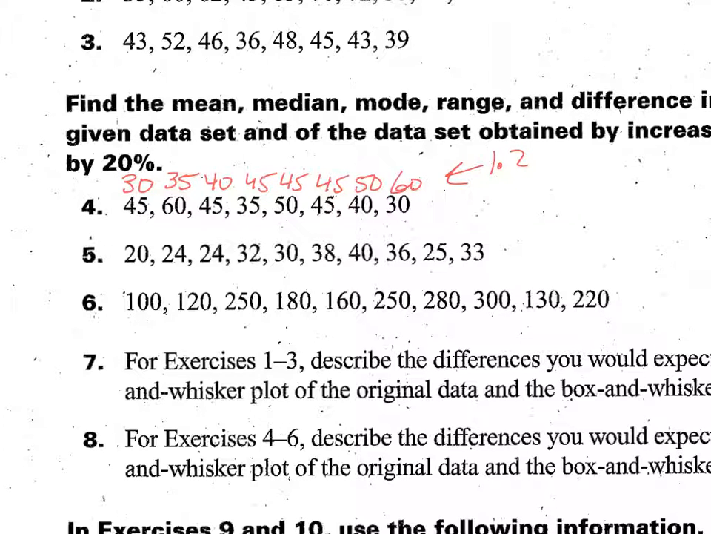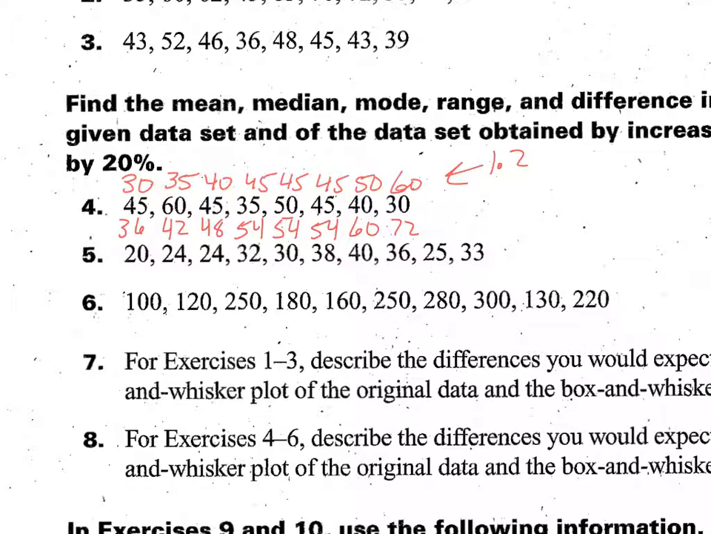So 30 times 1.2 is 36. 35 times 1.2 is 42. 40 times 1.2 is 48. 45 times 1.2 is 54. 45 times 1.2 again would be 54. And one more time would be 54. 50 times 1.2 is 60. And 60 times 1.2 is 72.